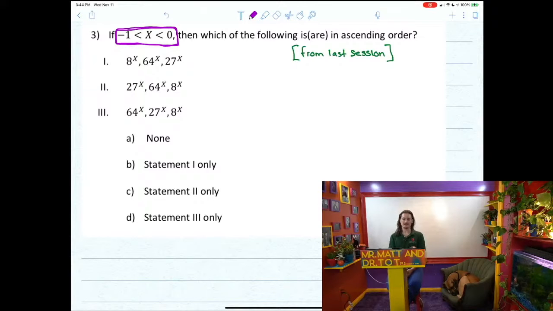So that's going to add an extra little step or characteristic for you to consider when you're answering number 3. But I'll give you 3 minutes and then I'll give you the solution.